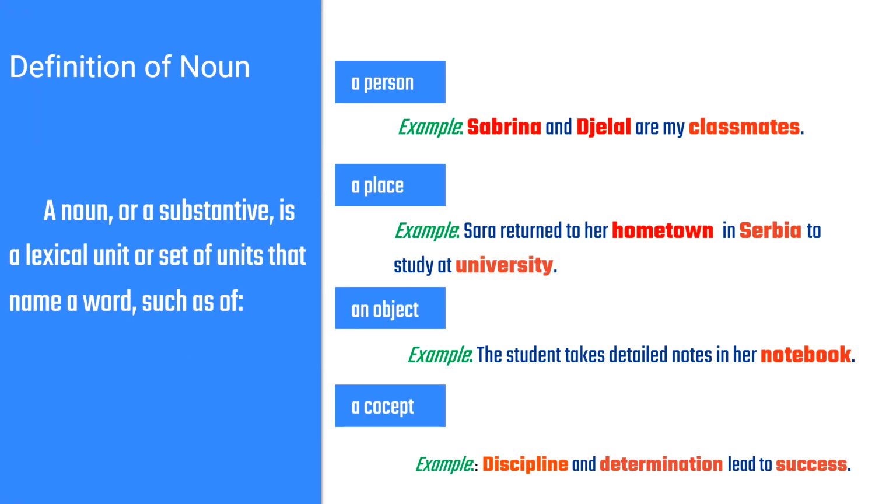As regards their meaning, nouns are defined as lexical units that name words such as objects, persons, concepts, or places, as illustrated in these examples.